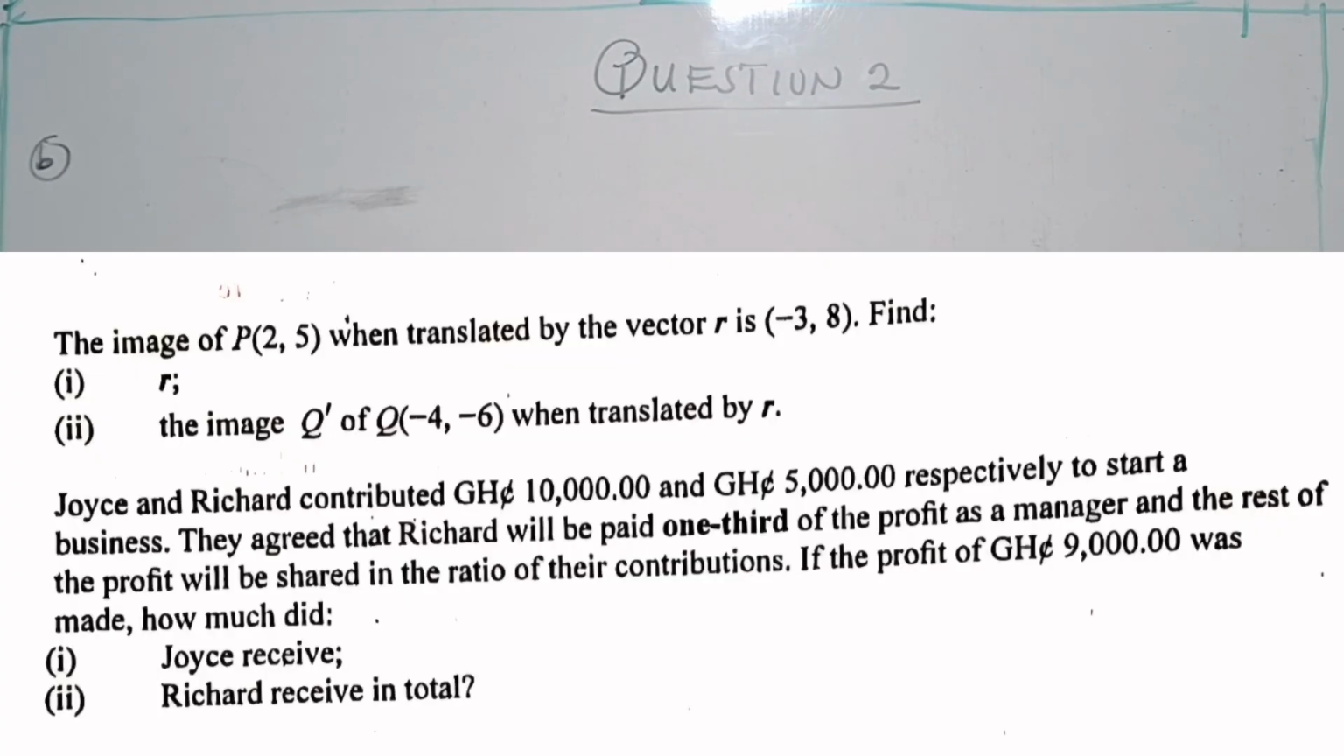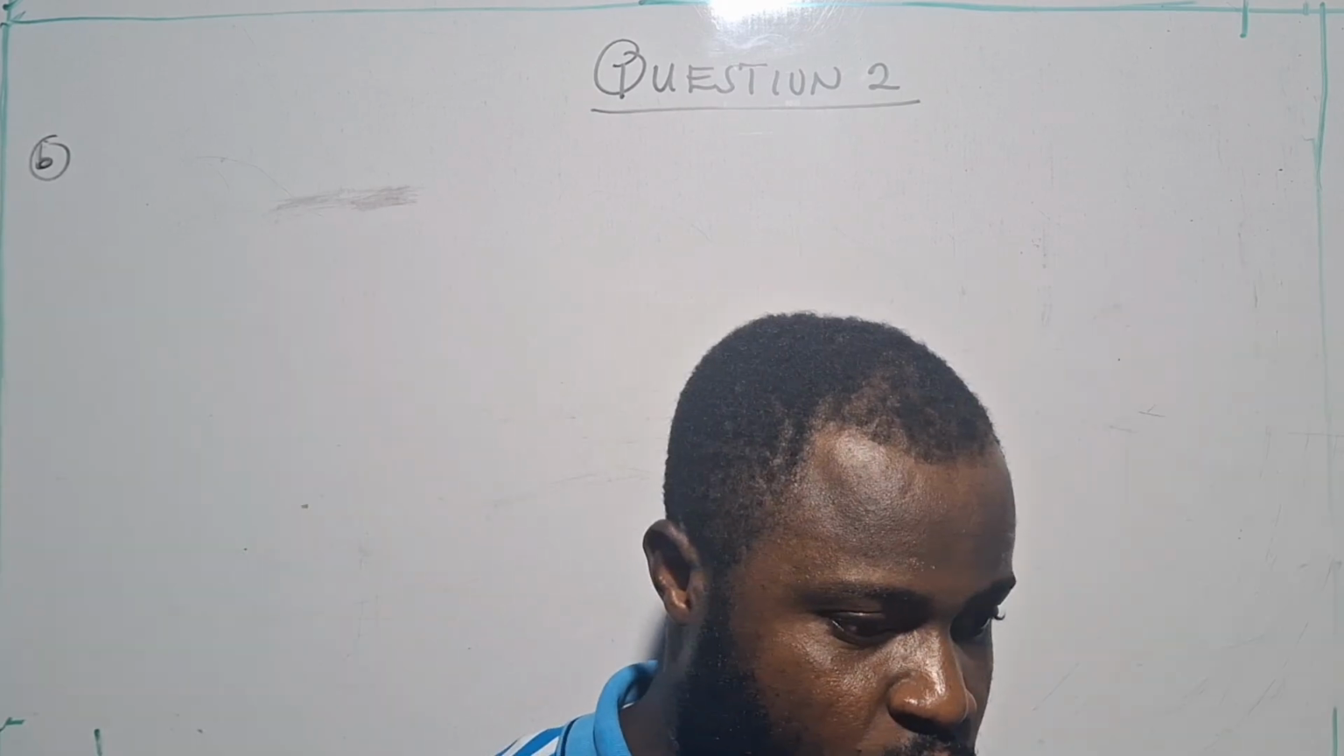Now question 2B. Joyce and Richard contributed 10,000 Ghana cedis and 5,000 Ghana cedis respectively to start a business. They agreed that Richard will be paid 1/3 of the profit as a manager, and the rest of the profit will be shared in the ratio of their contribution. If a profit of 9,000 Ghana cedis was made, how much did Joyce receive, and how much did Richard receive? Ratio and proportion will also be available soon on this channel.